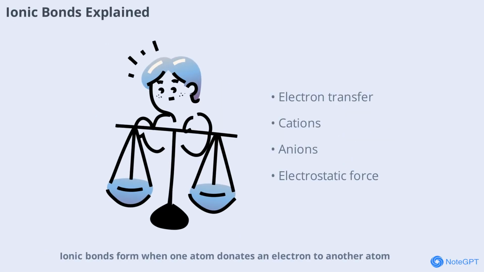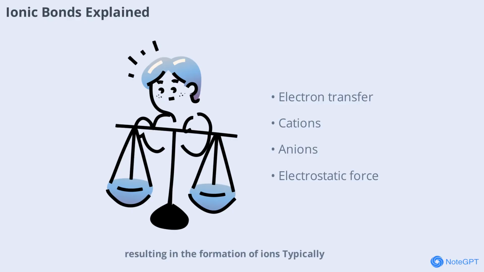Ionic bonds form when one atom donates an electron to another atom, resulting in the formation of ions. Typically, metals lose electrons to become positively charged cations, while nonmetals gain electrons to become negatively charged anions. The electrostatic attraction between these oppositely charged ions holds them together. Common examples include sodium chloride, table salt. Ionic compounds usually have high melting and boiling points and conduct electricity when dissolved in water.